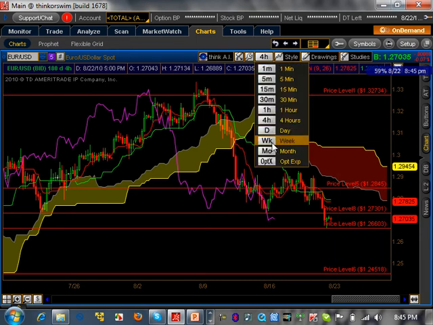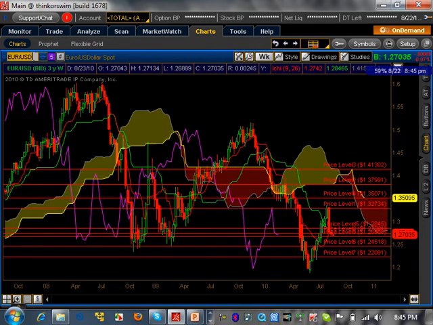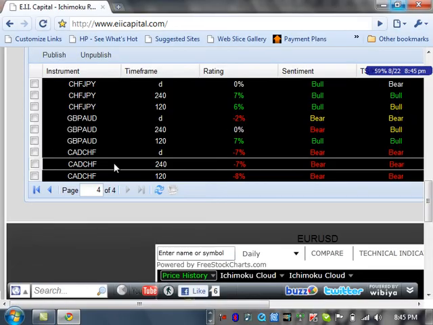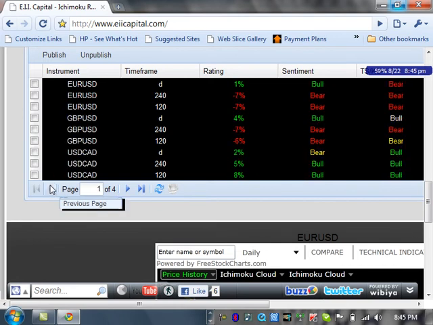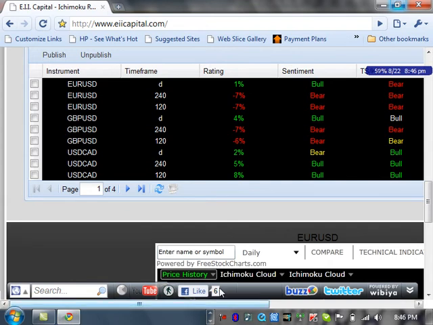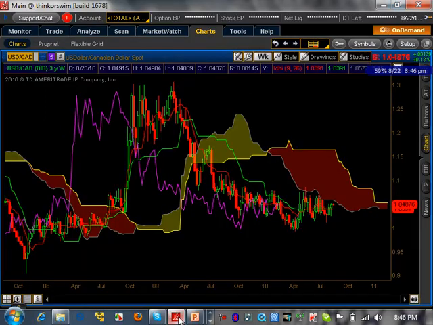Okay, let's go back to the weekly. Let's go look at the USD CAD. USD CAD, if you remember, let's go look at our heat map. Let's go to the very beginning. USD CAD basically seems like the lower time frame is starting to influence the daily. Let's see what it looks like on the weekly.